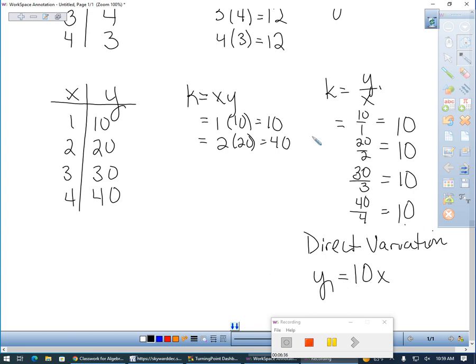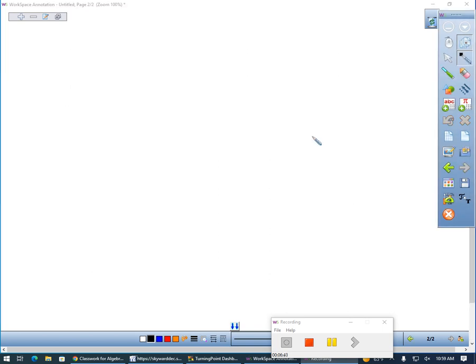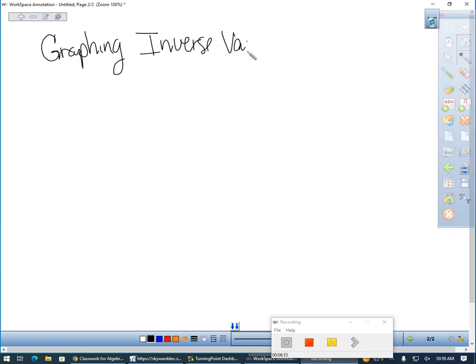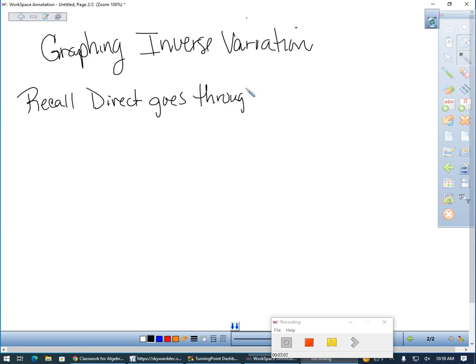All right, let's talk about graphing an inverse variation. For graphing inverse variation, I want you to first recall, I already mentioned this once, a direct variation goes through the origin.